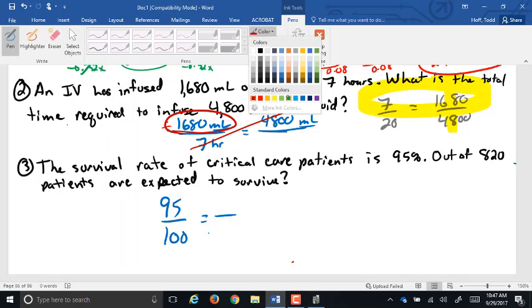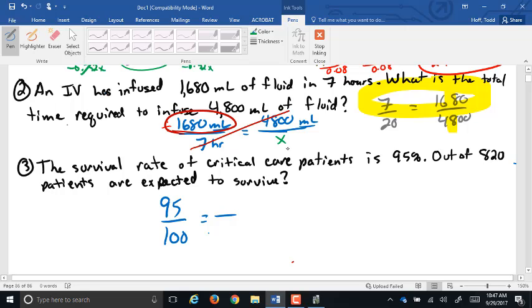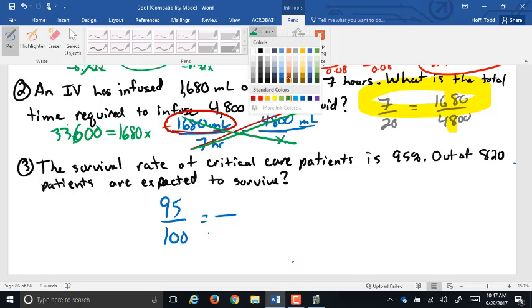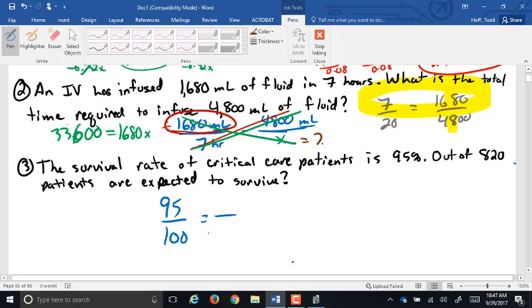Or the other way you could do it is you could put an X in here, then you can cross multiply both directions. So you have the 7 times the 4,800, which is still 33,600, equals, then going this direction, it's 1,680 times X, and you can just solve that equation for X. Does that make more sense? Okay, perfect.